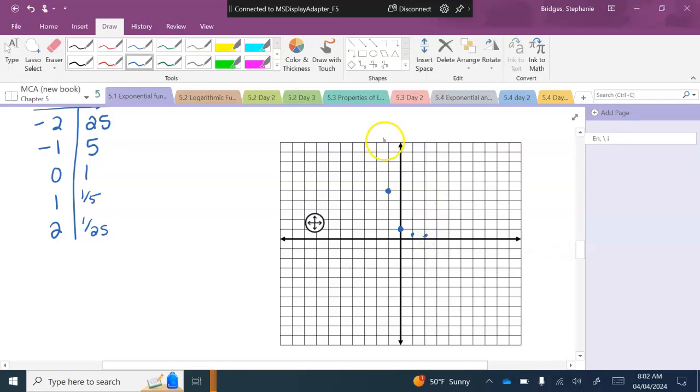And then again, we're going to go real high real quick because we have to shoot up to 25, and we're going to get real close, but we don't ever cross that x-axis or go below it. No, don't touch it or go below it.